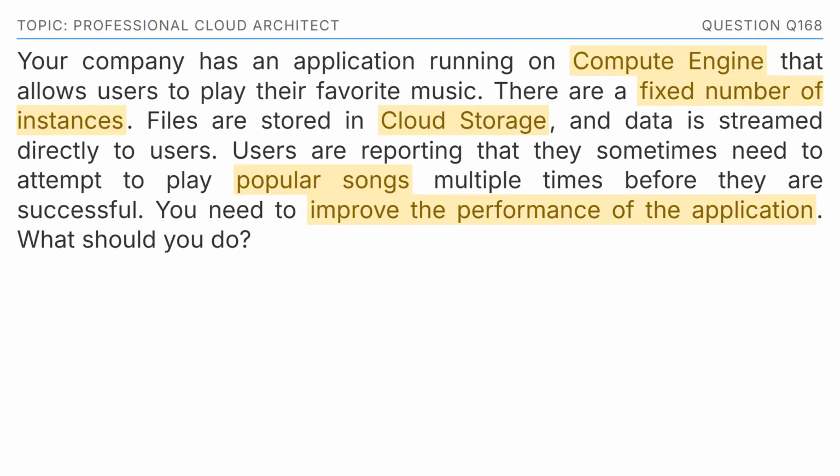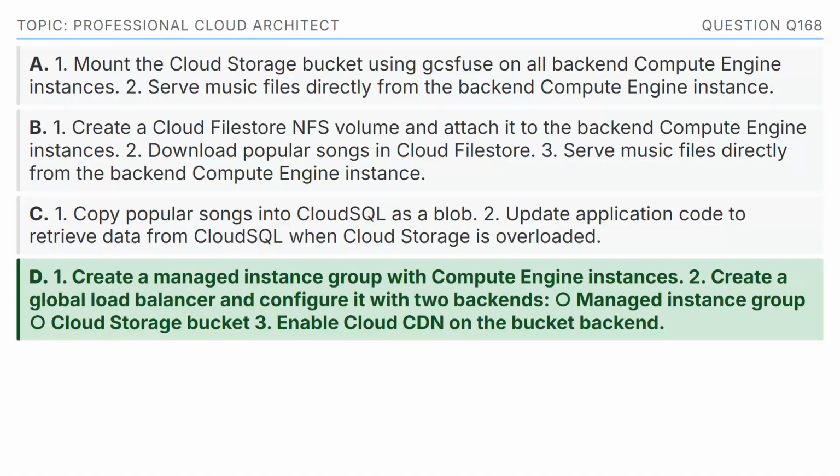To arrive at the correct answer, we focus on the keywords: Compute Engine, fixed number of instances, Cloud Storage, popular songs, improve the performance of the application. The correct answer is option D: 1. Create a managed instance group with Compute Engine instances. 2. Create a global load balancer and configure it with 2 backends, the managed instance group and the Cloud Storage bucket. 3. Enable Cloud CDN on the bucket backend.